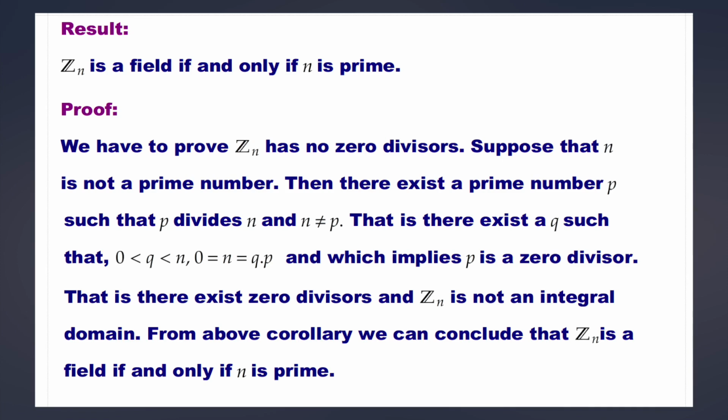We can also prove that Zn is a field only when n is a prime. Let's see the result. Zn is a field if and only if n is a prime number. The proof? We have to prove that Zn has no zero divisors. Suppose that n is not a prime number. Then there exists a prime number p such that p divides n and n is not equal to p. That is, there exists a q such that 0 is less than q less than n, such that n is equal to 0, and this is equal to q dot p, which implies that p is a zero divisor. That is, there exist zero divisors and Zn is not an integral domain. From the above corollary, we can conclude that Zn is a field if and only if n is prime.